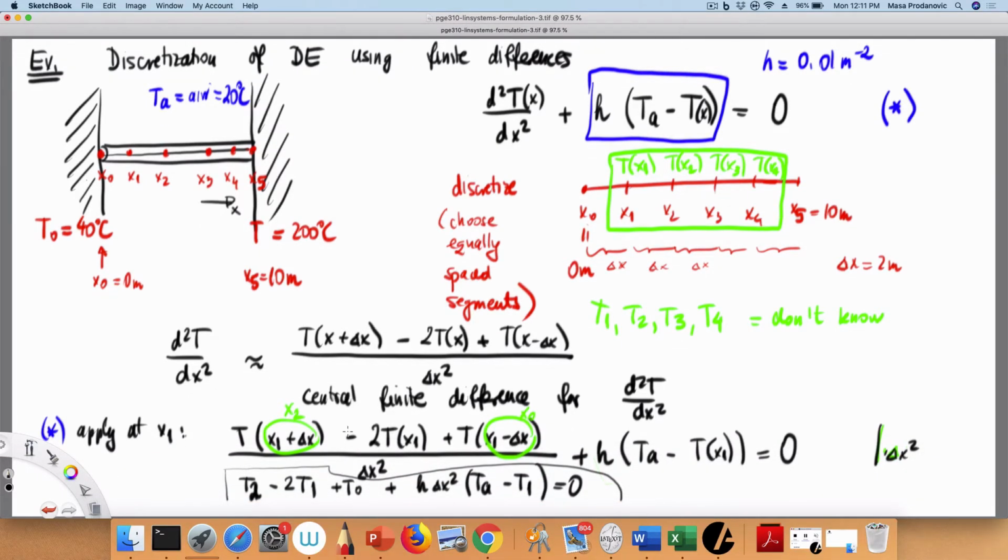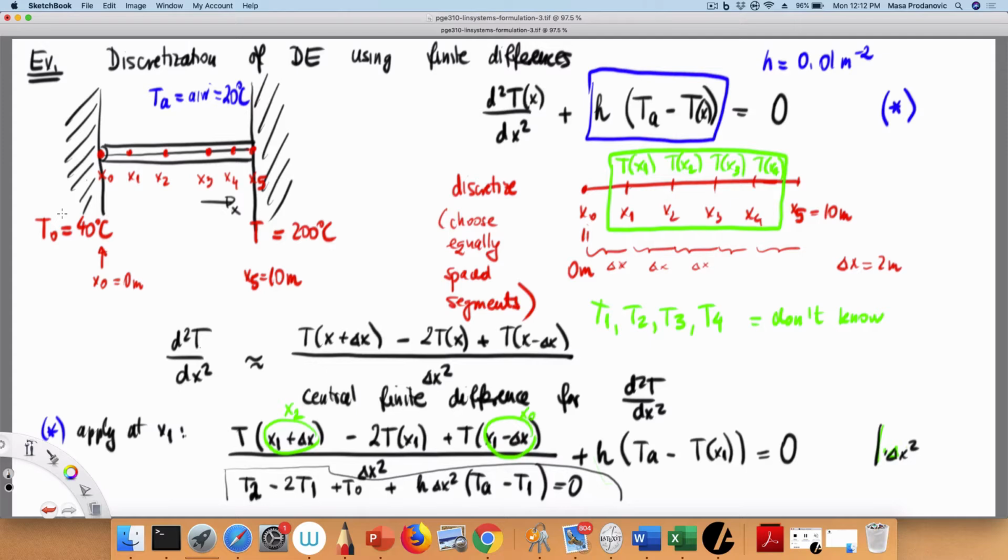Okay? And that's what we've done here. We applied this differential operator at this point x1, and my mouse is always a little delayed with the screen. And now it's completely missing. All right, I'm going to point. So basically, that's what I've done here. So x1 plus delta x is x2, and x1 minus delta x is x0. And then I write that out.